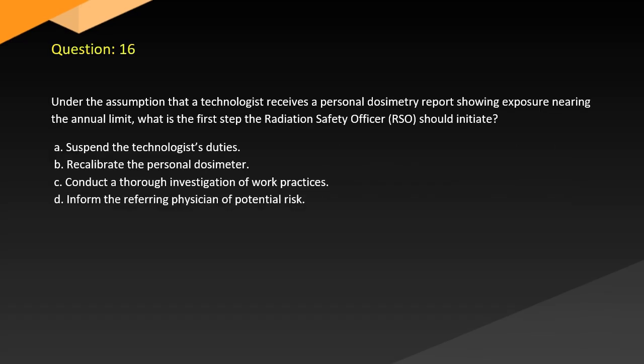Question 16. Under the assumption that a technologist receives a personal dosimetry report showing exposure nearing the annual limit, what is the first step the radiation safety officer (RSO) should initiate? A. Suspend the technologist's duties. B. Recalibrate the personal dosimeter. C. Conduct a thorough investigation of work practices. D. Inform the referring physician of potential risk.